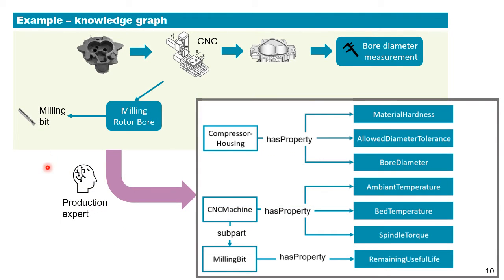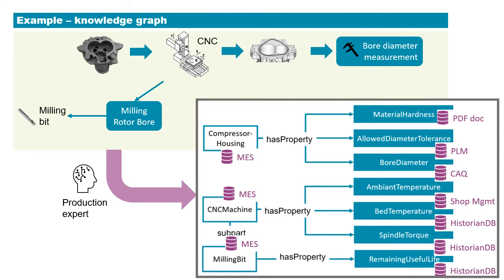In order to do so, in our case, the data scientist will ask the production expert to create that part of the knowledge graph which is relevant to this process. So this will contain concepts such as a compressor housing, a CNC machine, a milling bit, related to their appropriate properties, such as material hardness of the compressor housing, bed temperature of the CNC machine, remaining useful life of the milling bit, and so on.